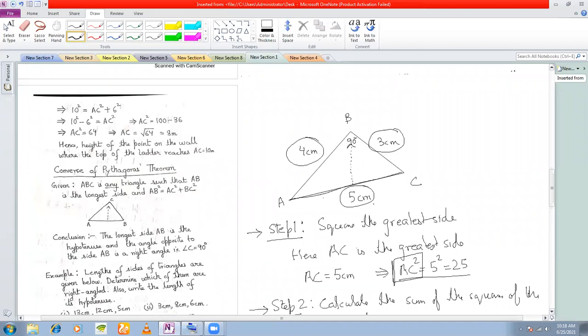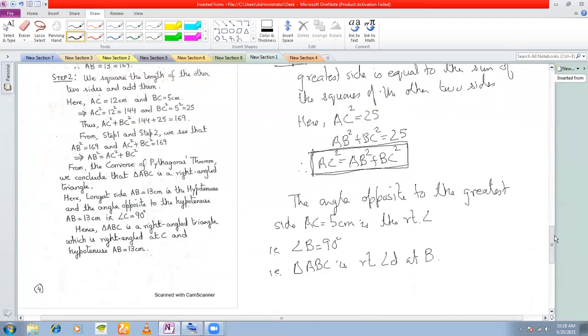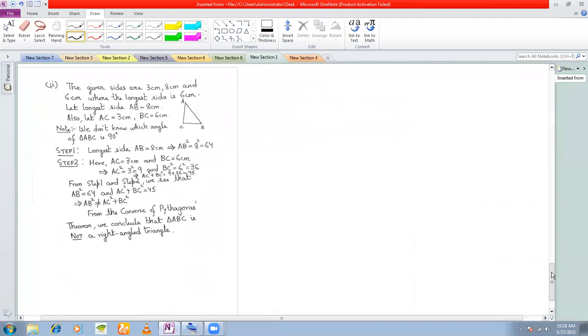How do you check? You take the greatest side, square it, and then you take the other two sides, square them and add them. And now you check whether the square of this is equal to the sum of the squares of these two sides. If they are equal, that means there is a right angle somewhere. Okay, so now where is the right angle? Now you take the greatest side and you see opposite to the greatest side will be the right angle. That is the converse of Pythagoras theorem. Let us see a problem related to this.